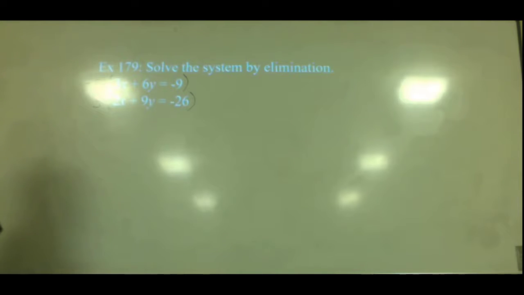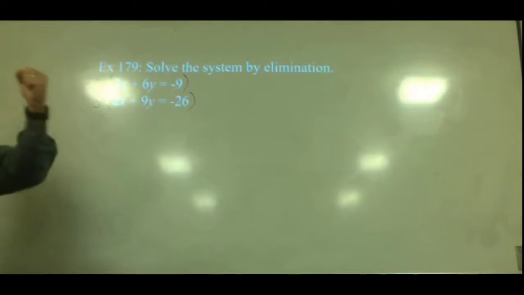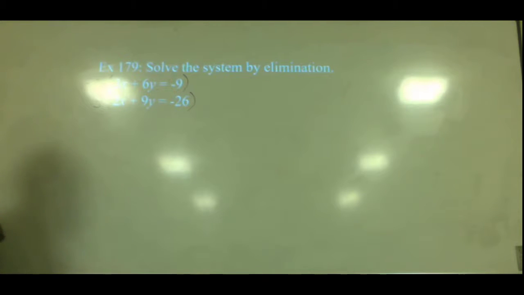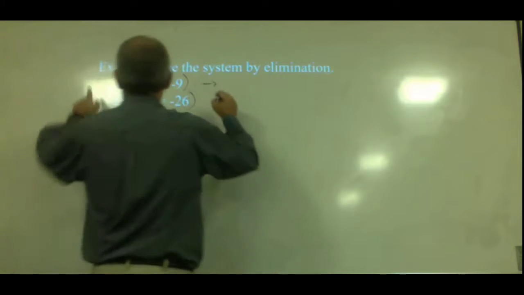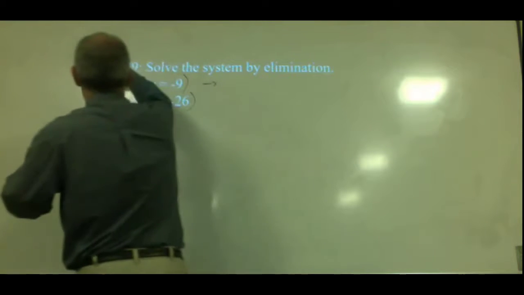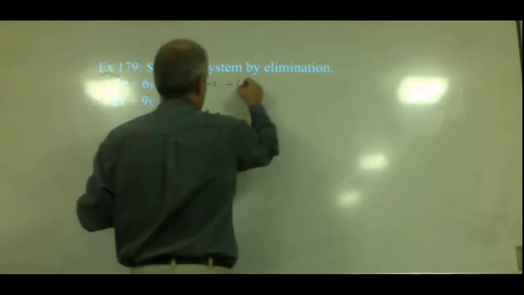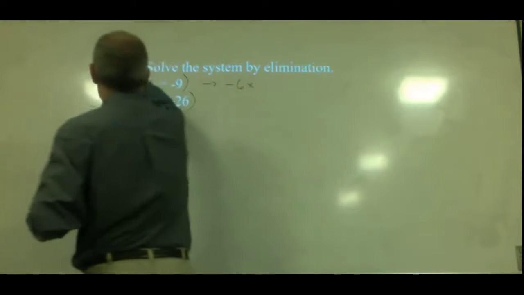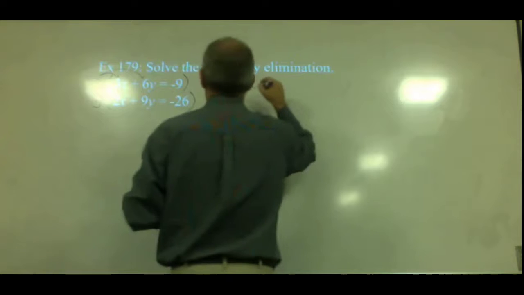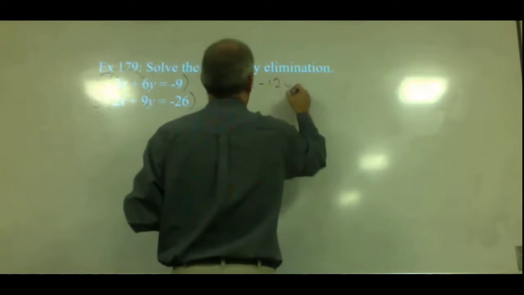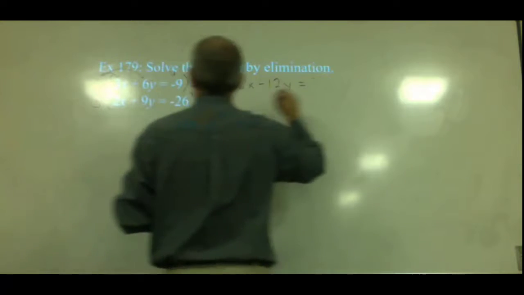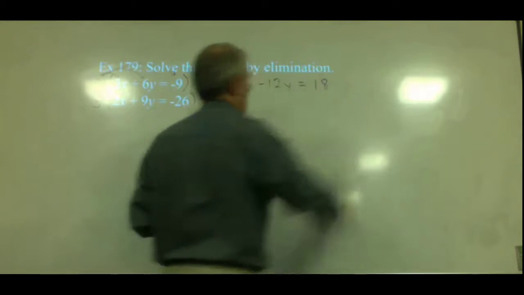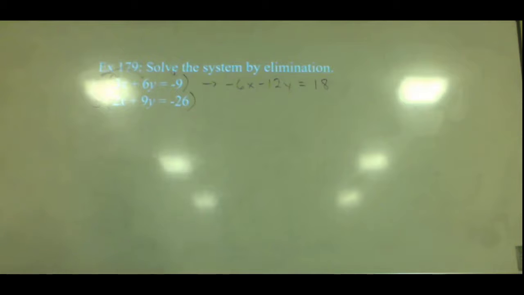Okay. She stepped out in courage and said, let's just make the 2 negative. All right. Okay. So now we multiply. So this one will become -2 times the 3x is going to be -6x. -2 times the 6y is going to be -12y, equal sign, and -2 times the -9 is going to be +18.